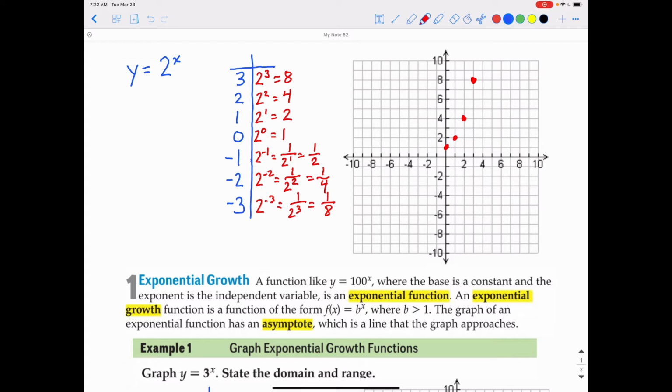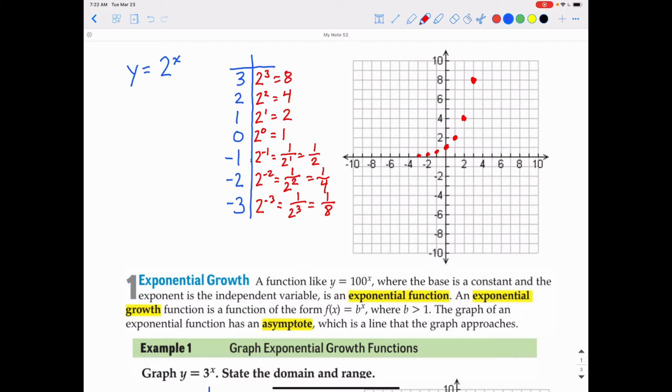And then negative 1, 1/2, so I'm going up only half of a unit. Negative 2, 1/4, so over 2, but up 1/4, so that's just barely above the x-axis. And then negative 3, 1/8, so over 3 and up 1/8 of a unit, that's actually a little bit less than 1/4 above the x-axis, so about right there.